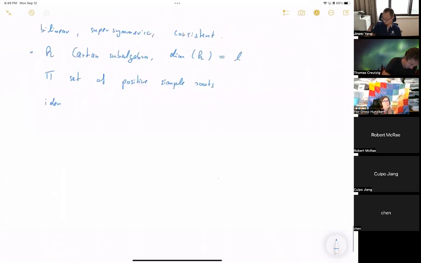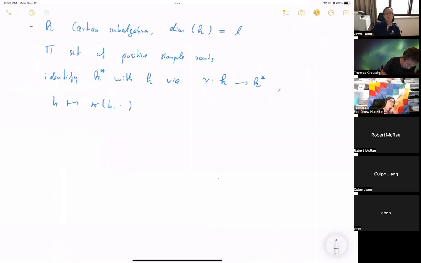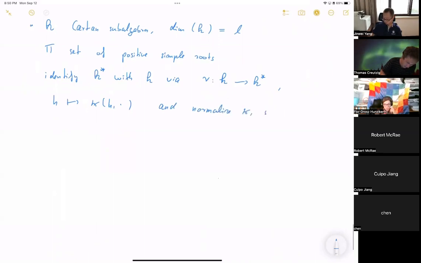What else do we need then? Usually we need a good identification of a Cartan subalgebra and its dual. The dual here is denoted by H star. We can do so because we have this identification, which we denote by nu. It's just the map that maps H to this linear map from H to C. And now we normalize kappa in the usual way. So this is the usual normalization for Lie algebra.